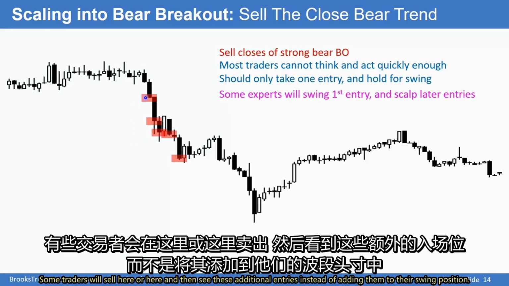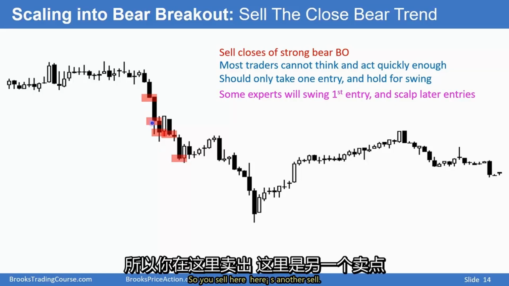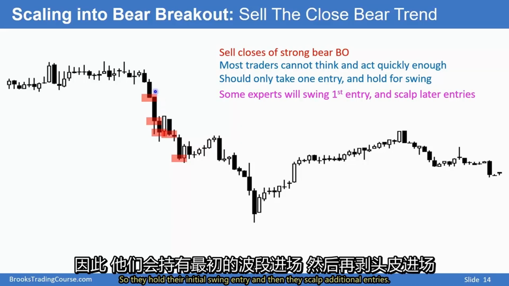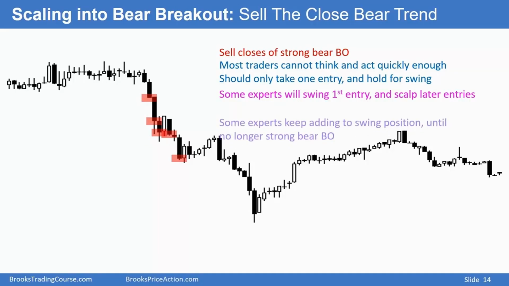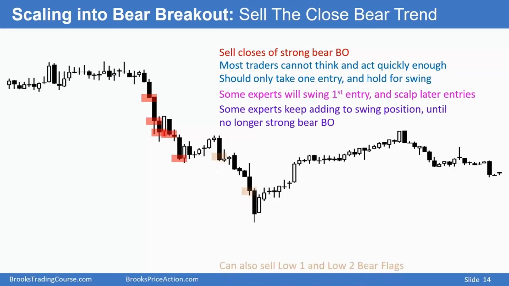Some traders will sell here or here, and then see these additional entries. Instead of adding them to their swing position, they might scalp. So you sell here, here's another sell, I'll sell this one for a scalp. Here's another sell, I'll sell this one for a scalp. Another sell, I'll sell for a scalp. So they hold their initial swing entry, and then they scalp additional entries. And then other traders, as I said, some experts, will just keep adding to their position until they believe their premise is no longer valid.